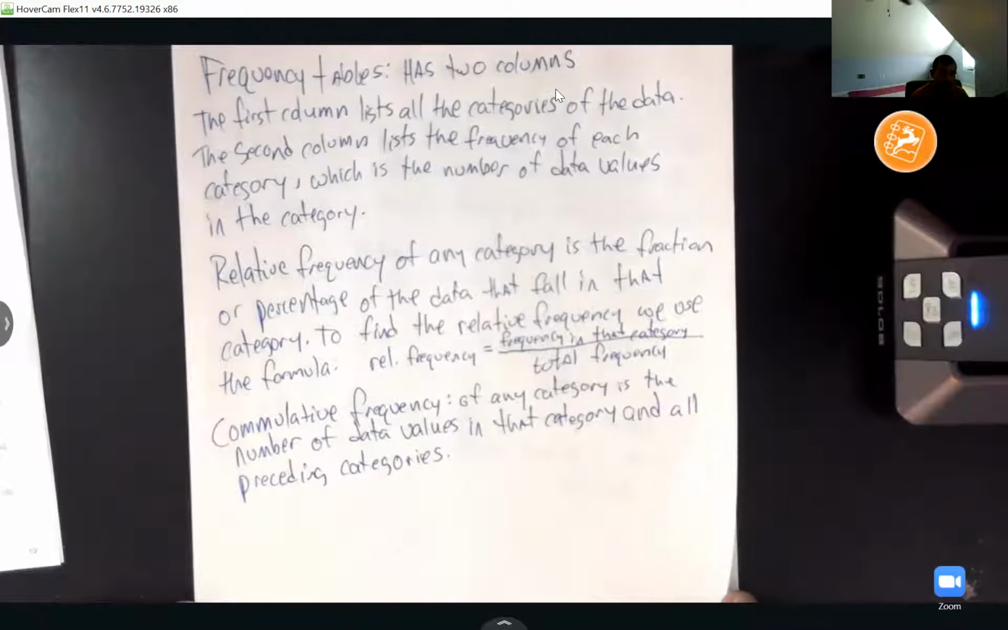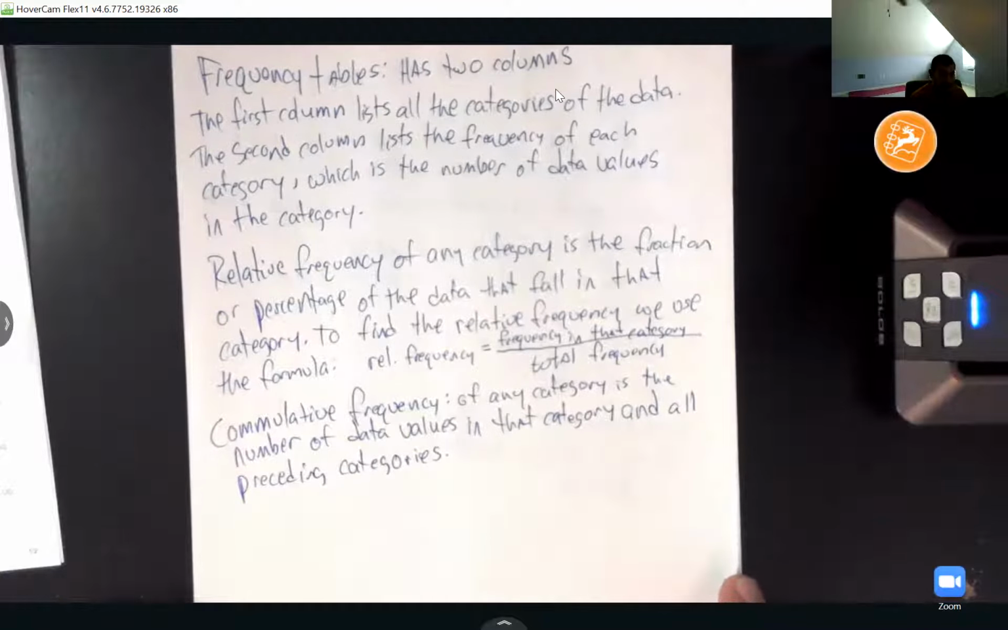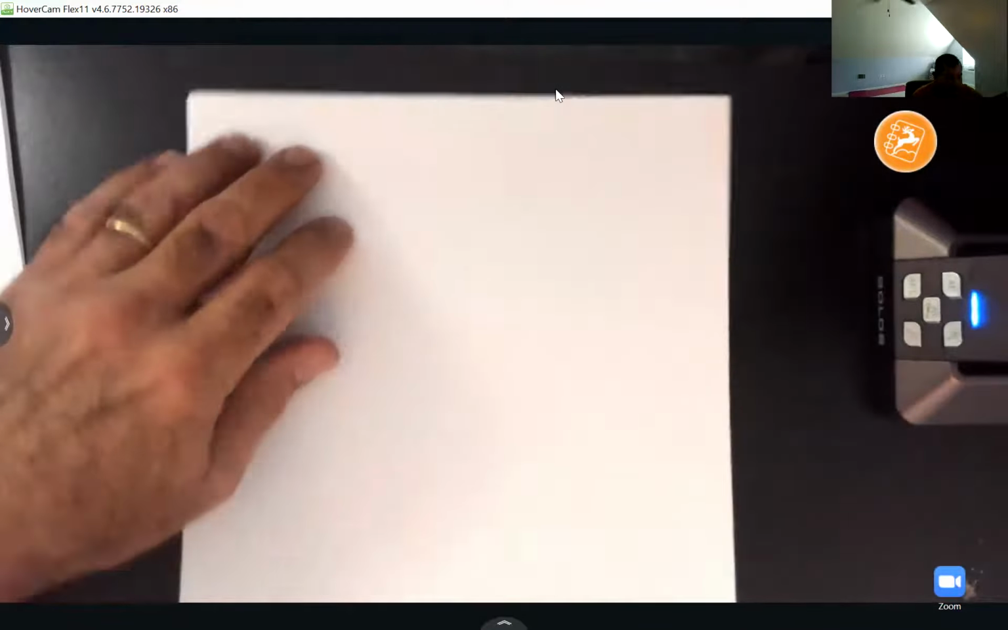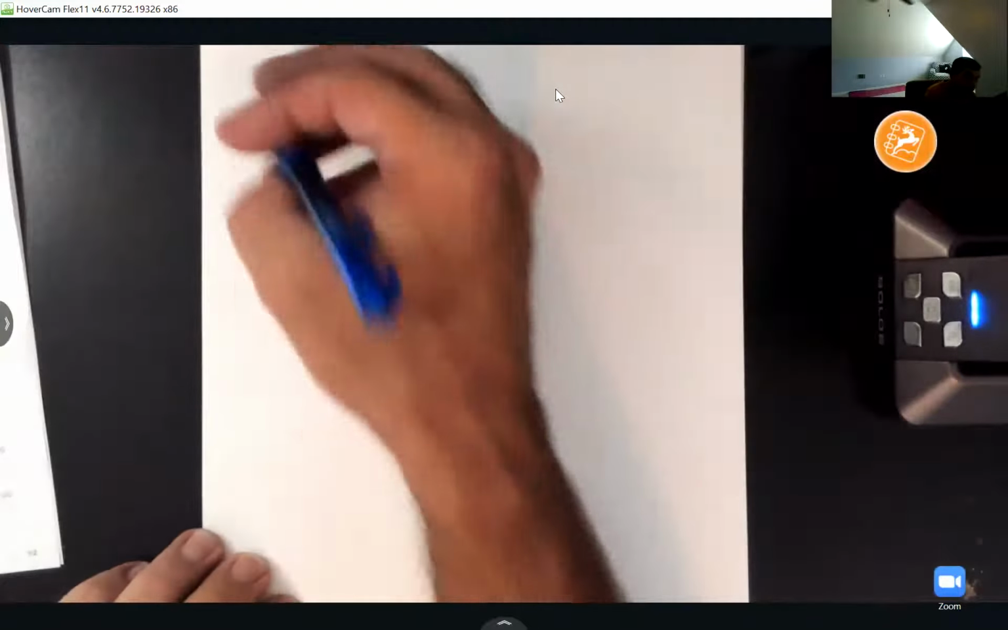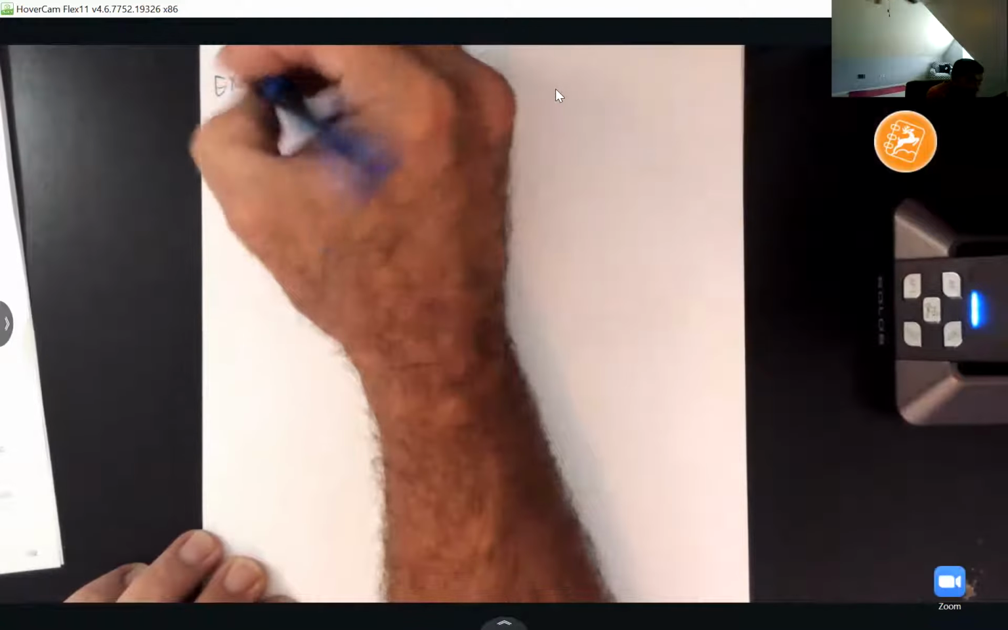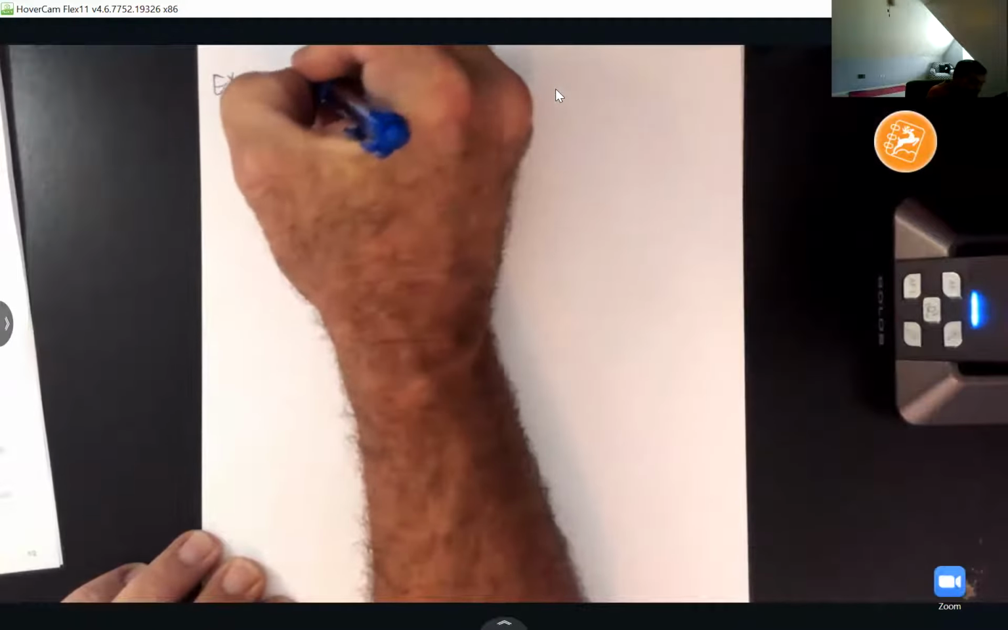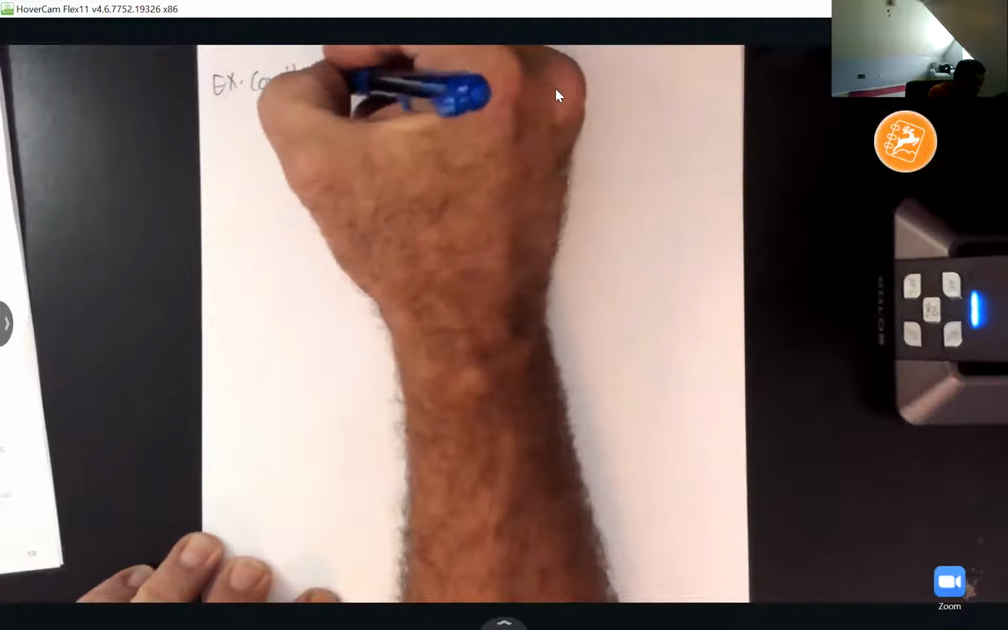So if y'all are ready, I'm going to another sheet. I'm going to turn this over because my paper's starting to curl on me. So this is an example. So we consider the following 20 scores.